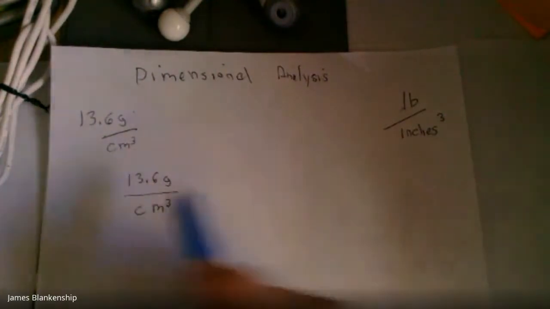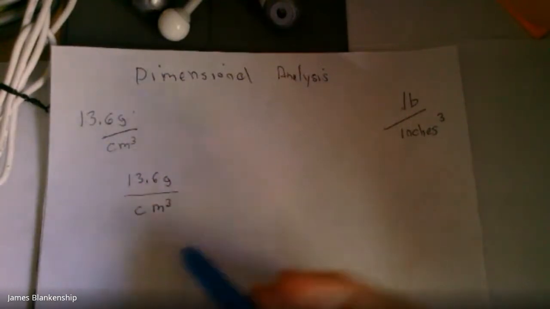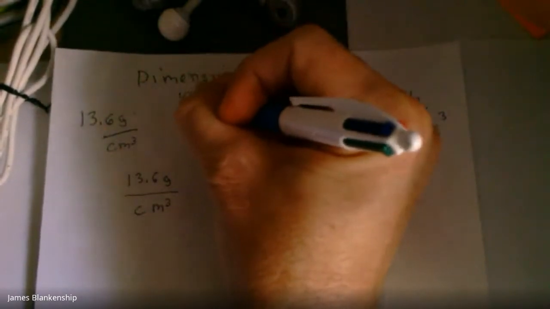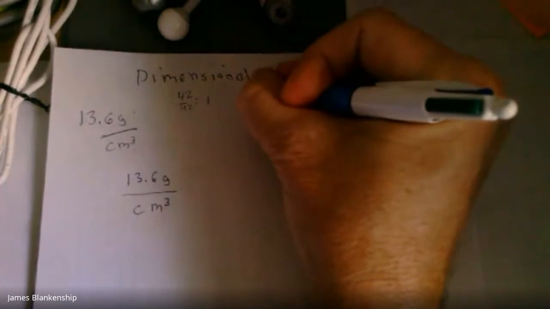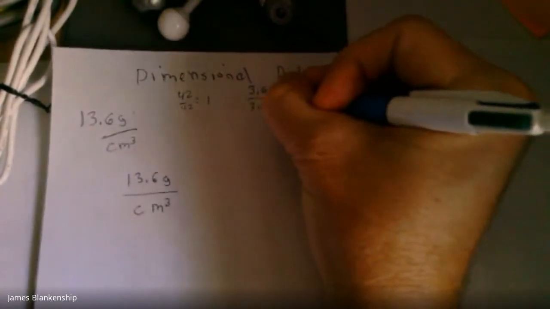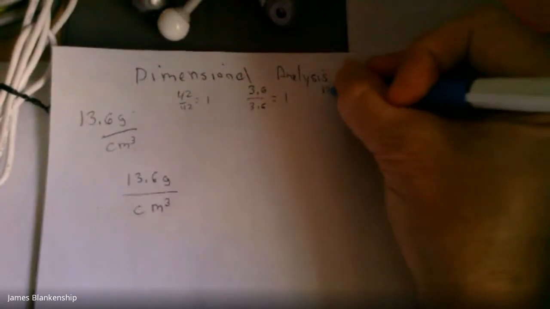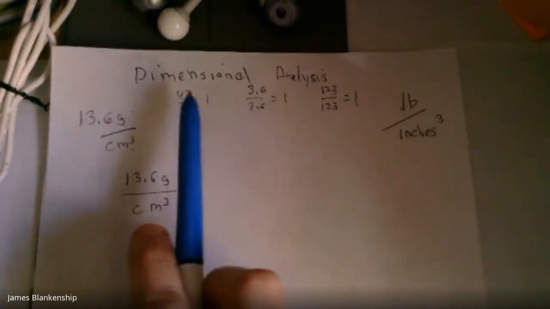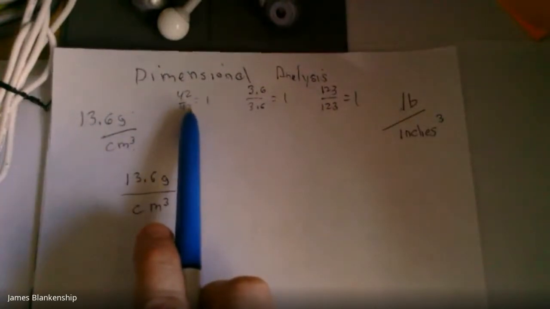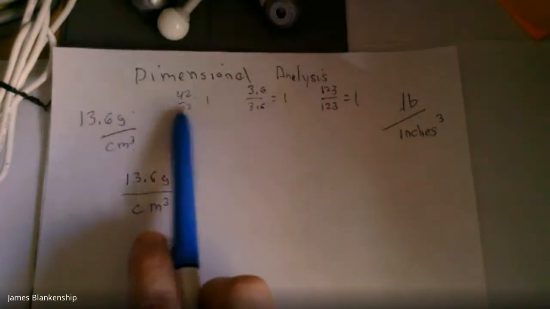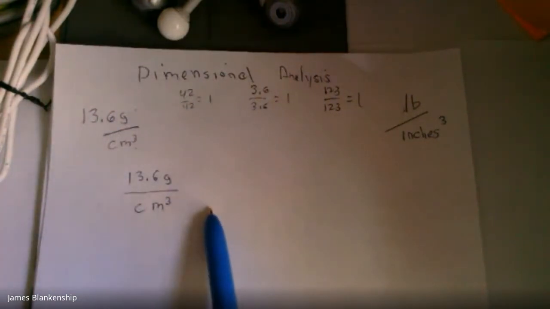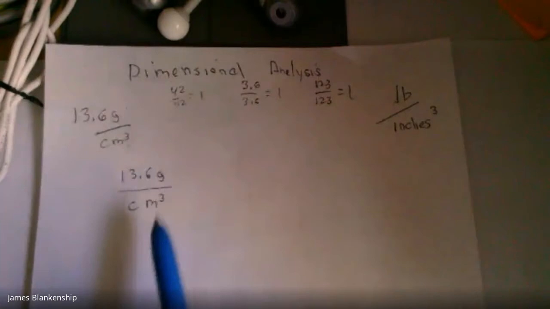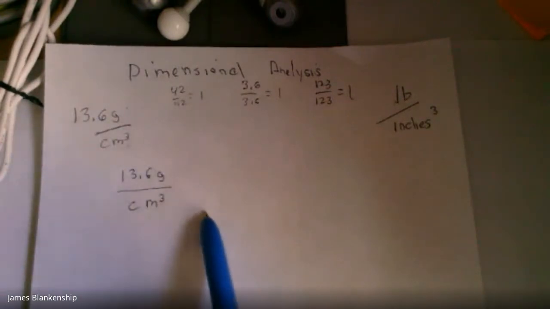Now, because grams is on top, we're going to put grams on bottom, and this goes back to the old mathematical idea that if I have 42 over 42, that's a 1. If I have 3.6 over 3.6, that's a 1. If I have 123 over 123, that's a 1. If you multiply or divide anything by 1, that will not change your value. So once we have one unit on top and the same unit on bottom, that unit cancels and goes away.